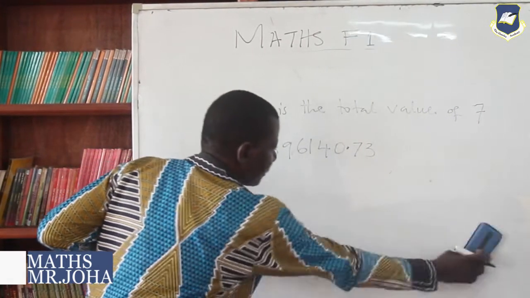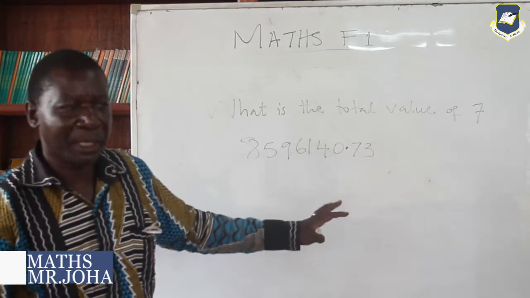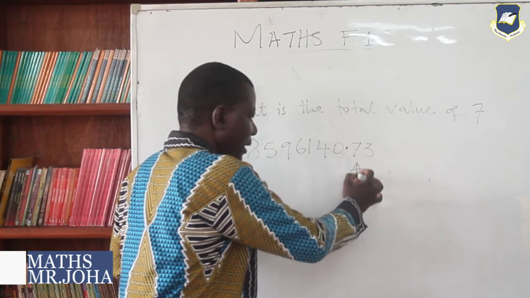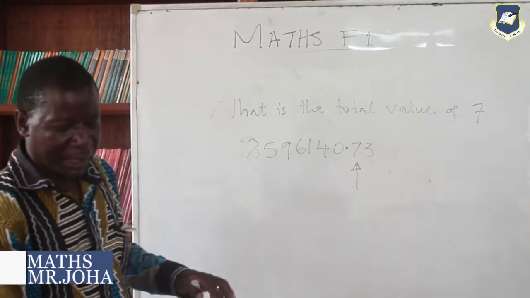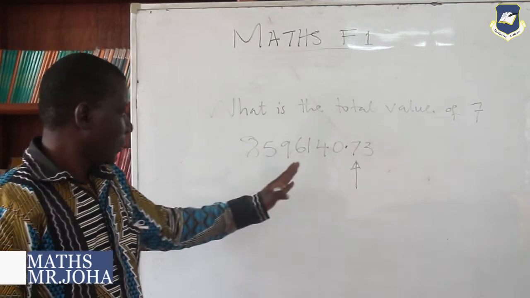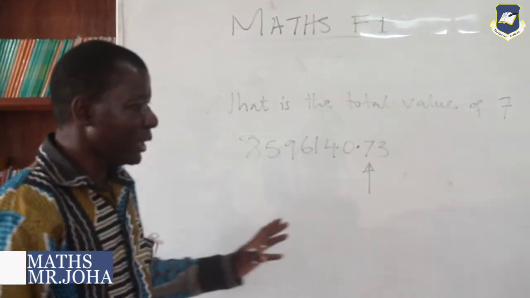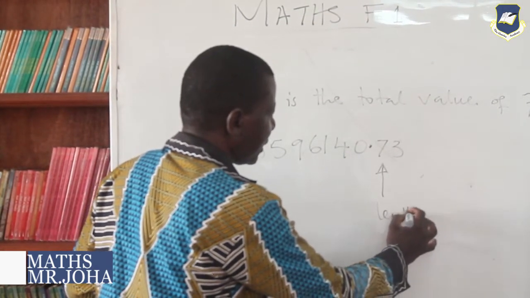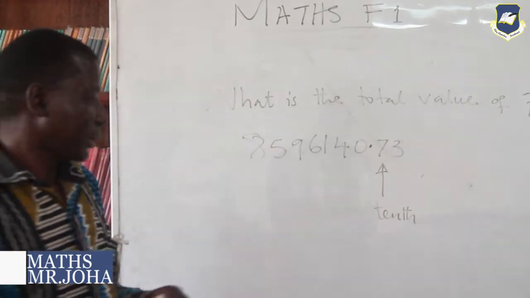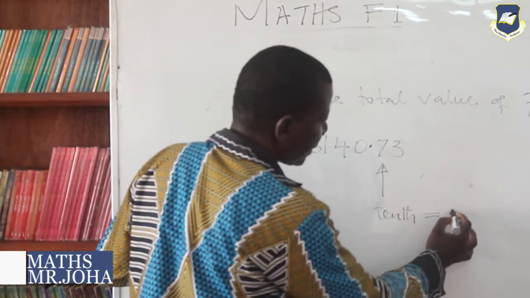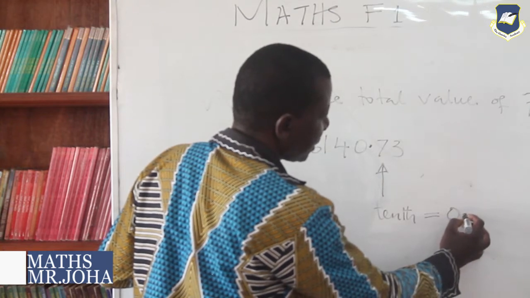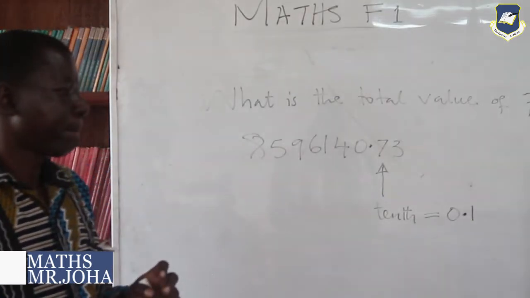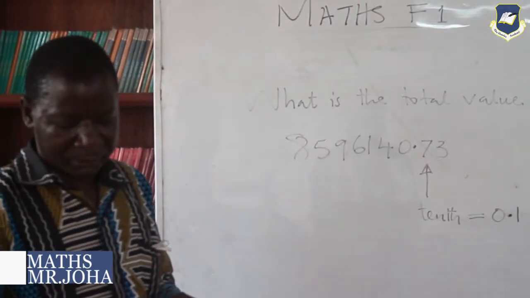Now, if we look at the 7 in that number, it appears just on the right hand side of the decimal point, and that position is the position of tenths. One tenth is written as 0.1, so 7 is in the position of tenths.